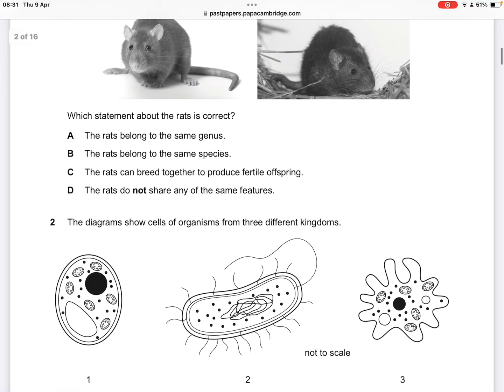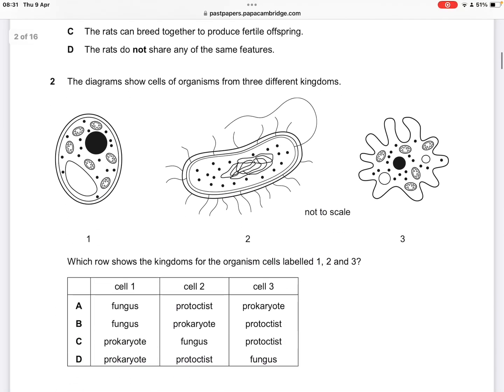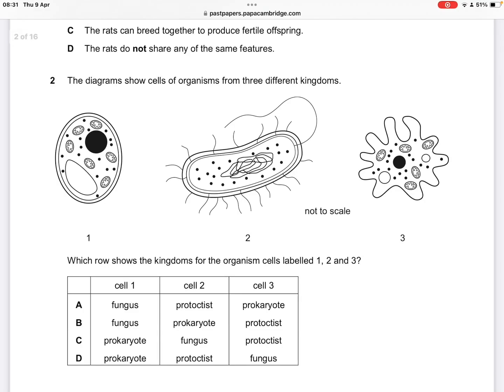So 2, we're looking at kingdoms now. This is quite a tricky question, really. Cambridge don't really go in easy. They start difficult right from the beginning of a paper, and they don't really ramp it up at all like some exam boards might do. So we've got different organisms.